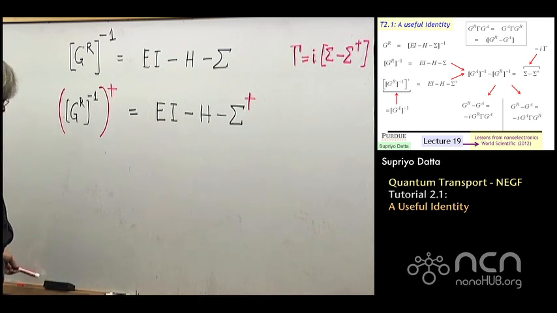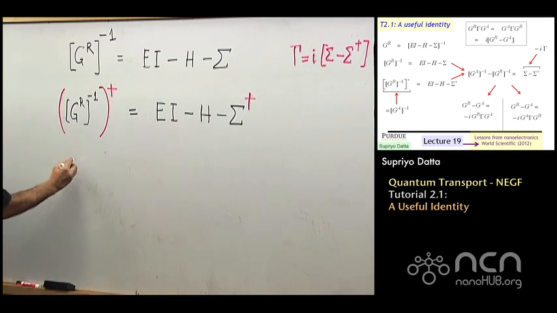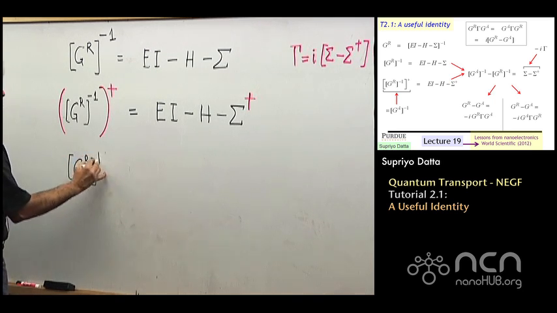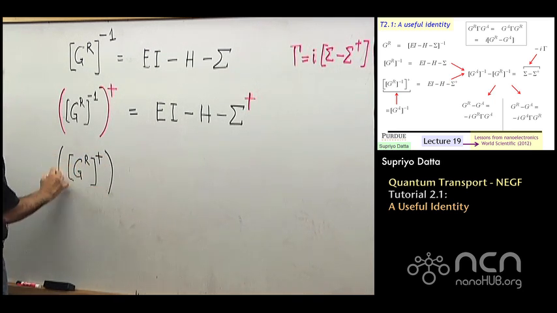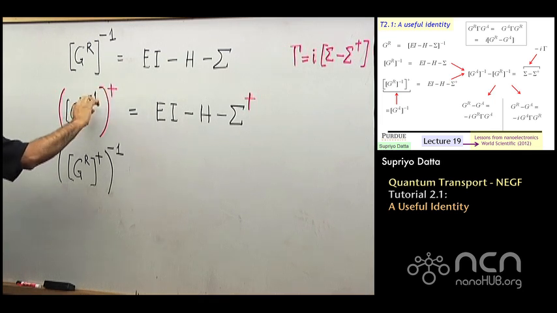Now, the next thing is that GR inverse dagger is the same as GR dagger inverse. Now, this isn't obvious. You have to prove this, and I'll do that in a minute. I'll explain why. When you have a matrix and you take the inverse and the dagger in that order, you can reverse the order and you still have the same thing. I'll prove that in a minute. That's true of any matrix.